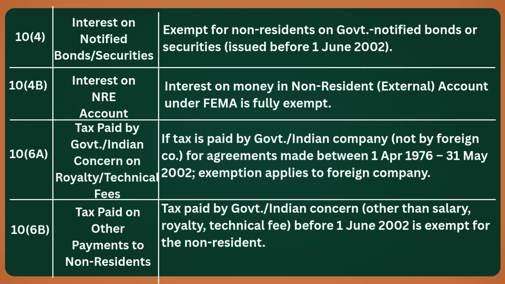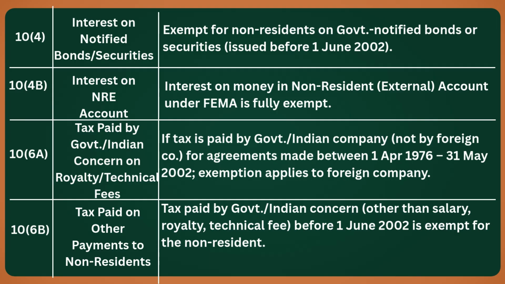Tax paid on other payments to non-residents, Section 10, subsection 6b. Any tax paid by the government or an Indian concern, other than on salary, royalty, or technical fees, before 1st June 2002 is exempt for the non-resident recipient.